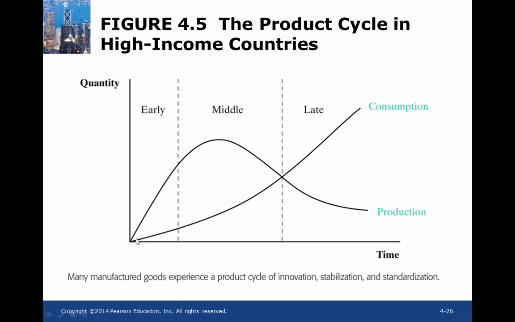On the other hand, see the consumption. In the first stage, consumption is less than the production. In the second stage, consumption is still increasing, but it is less than the production in the country. And you can see in the third stage, consumption in the country exceeds the production in the country. Many manufactured goods experience a product cycle of innovation, stabilization, and standardization.